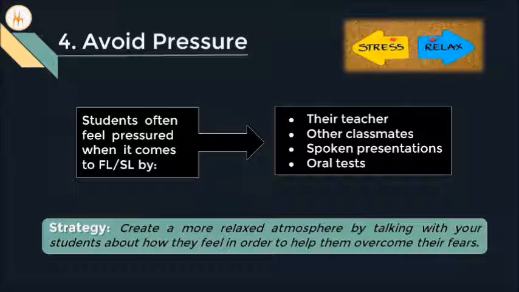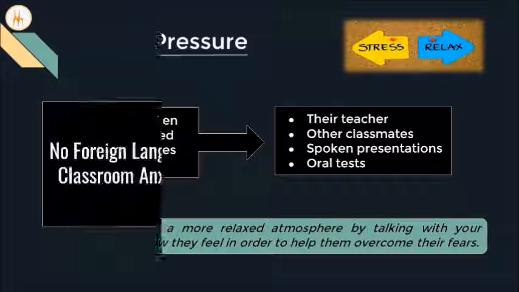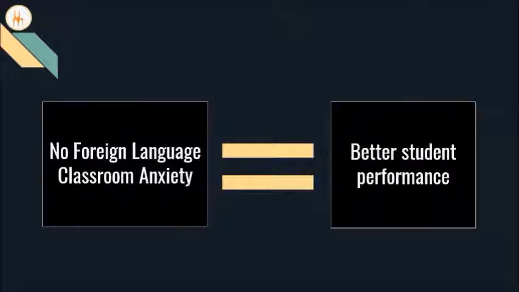4. Avoid pressure. Pressure felt by FLA students can come from a variety of sources: their teacher, other classmates, oral presentations, oral tests, and public speaking. Pressure can also be applied even when it is not intended or on purpose, so the strategy here is to create a more relaxed atmosphere by talking with your students about how they feel in order to help them overcome their fears. Finally, by applying these steps and strategies, it is expected that the students improve their anxiety towards speaking a new foreign language.